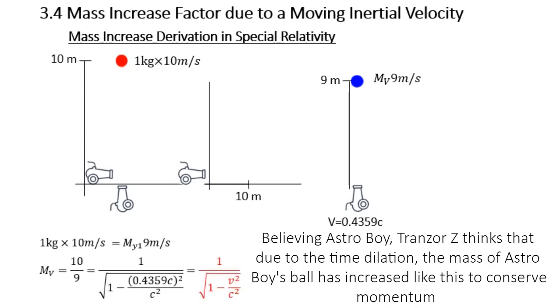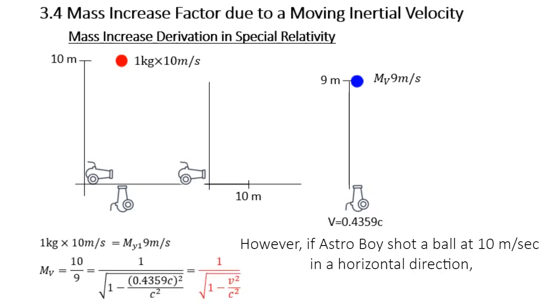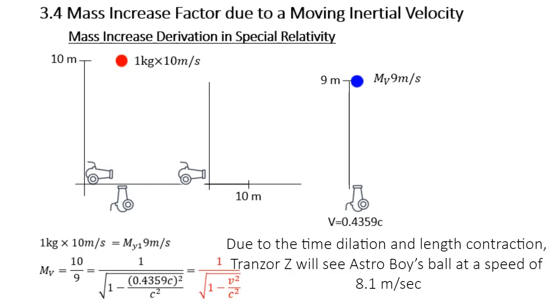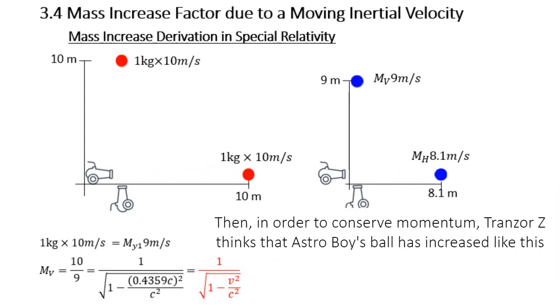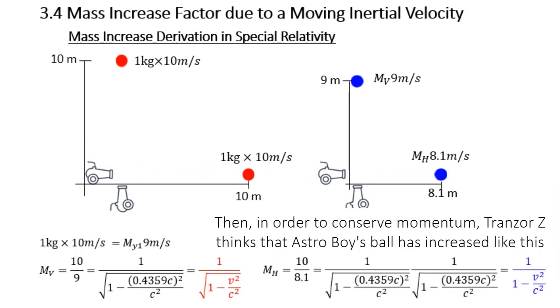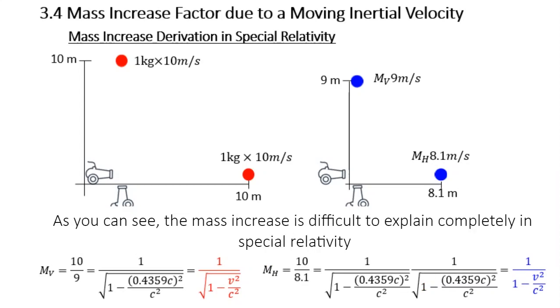However, if Astroboy shot a ball at 10 meters per second in a horizontal direction, due to the time dilation and length contraction, Transer Z will see Astroboy's ball at a speed of 8.1 meters per second. Then, in order to conserve momentum, Transer Z thinks that Astroboy's ball has increased like this. As you can see, the mass increase is difficult to explain completely in special relativity.